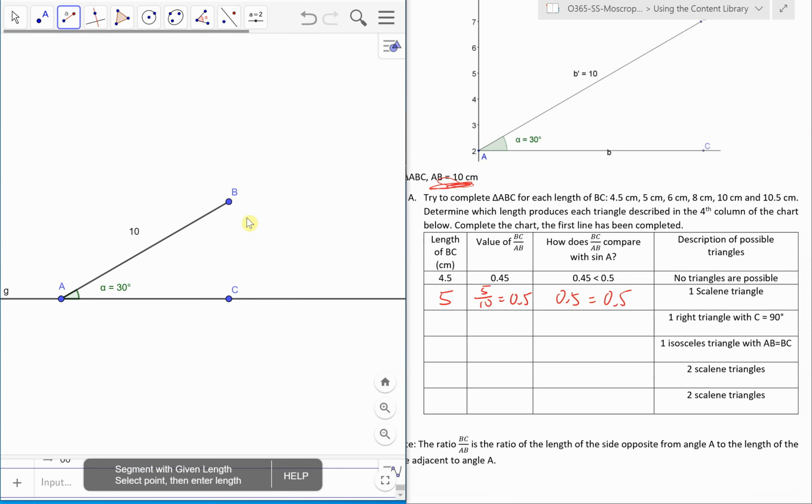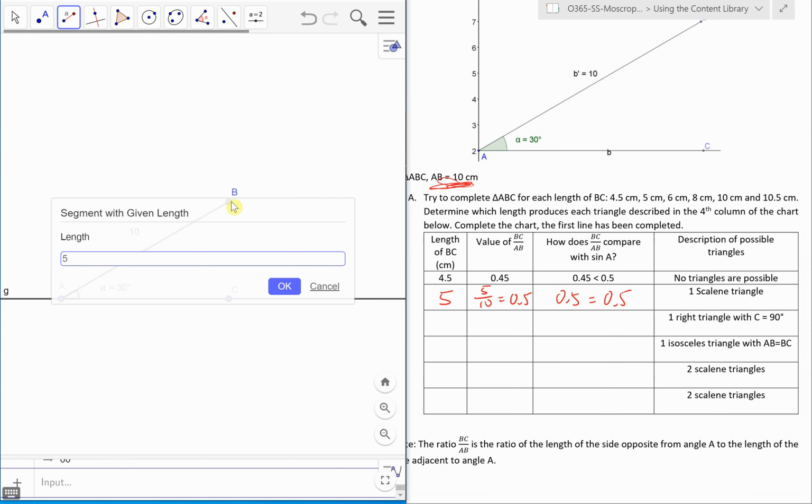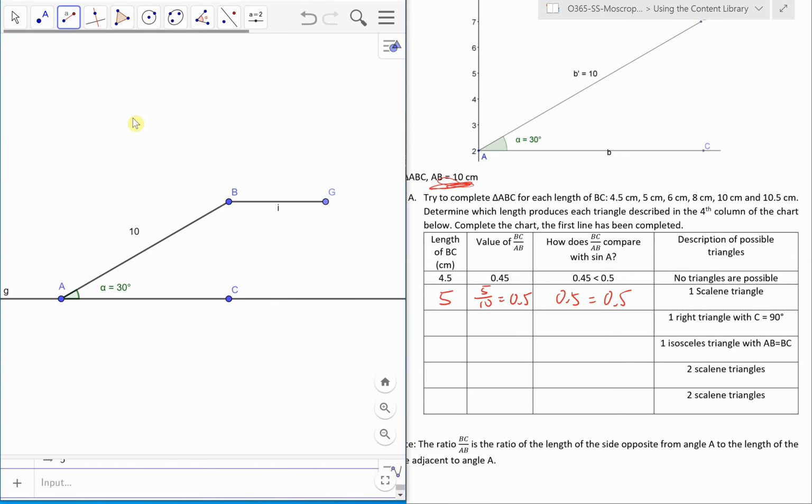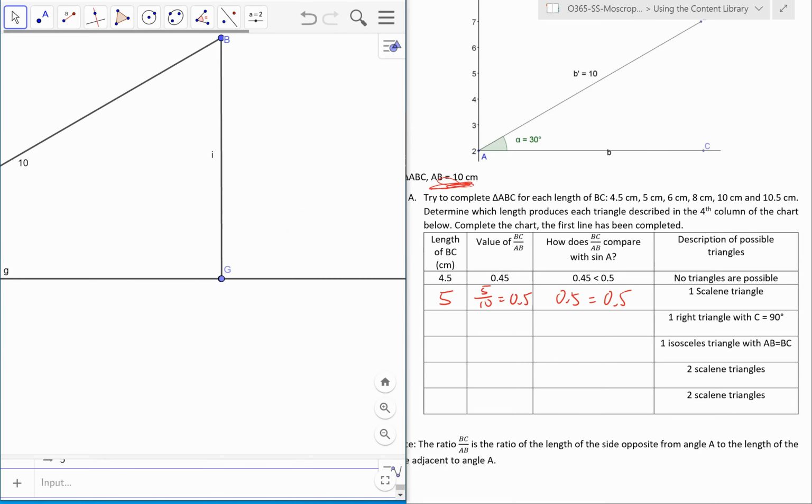If we make 5 the side length for BC and rotate this, you'll see it actually lands exactly on C. If you zoom in, you can see it lands exactly where C is, so it's actually on the line. Guess what kind of triangle this is? It's not only a single triangle, it's actually a right triangle. Not only is it a single triangle, it's also a right triangle. It's a special triangle.